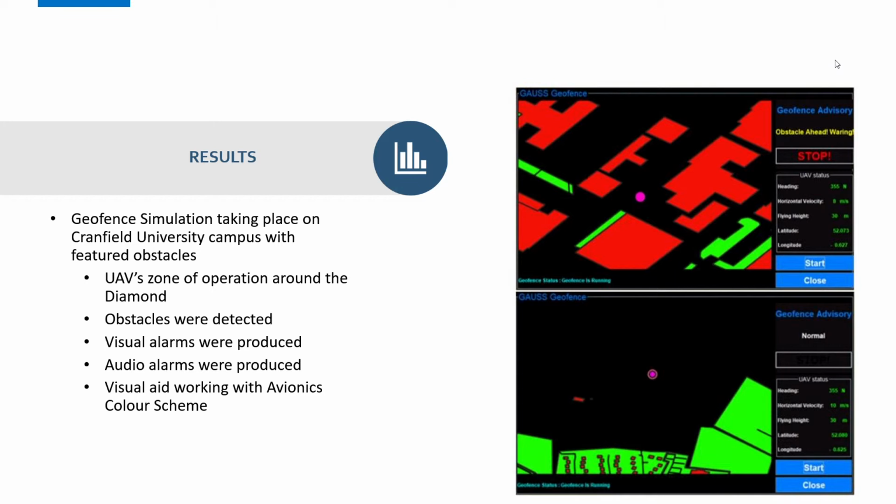This visual aid is common. It's a common avionics color scheme that pilots rely on, and we think the same can be used for drones.